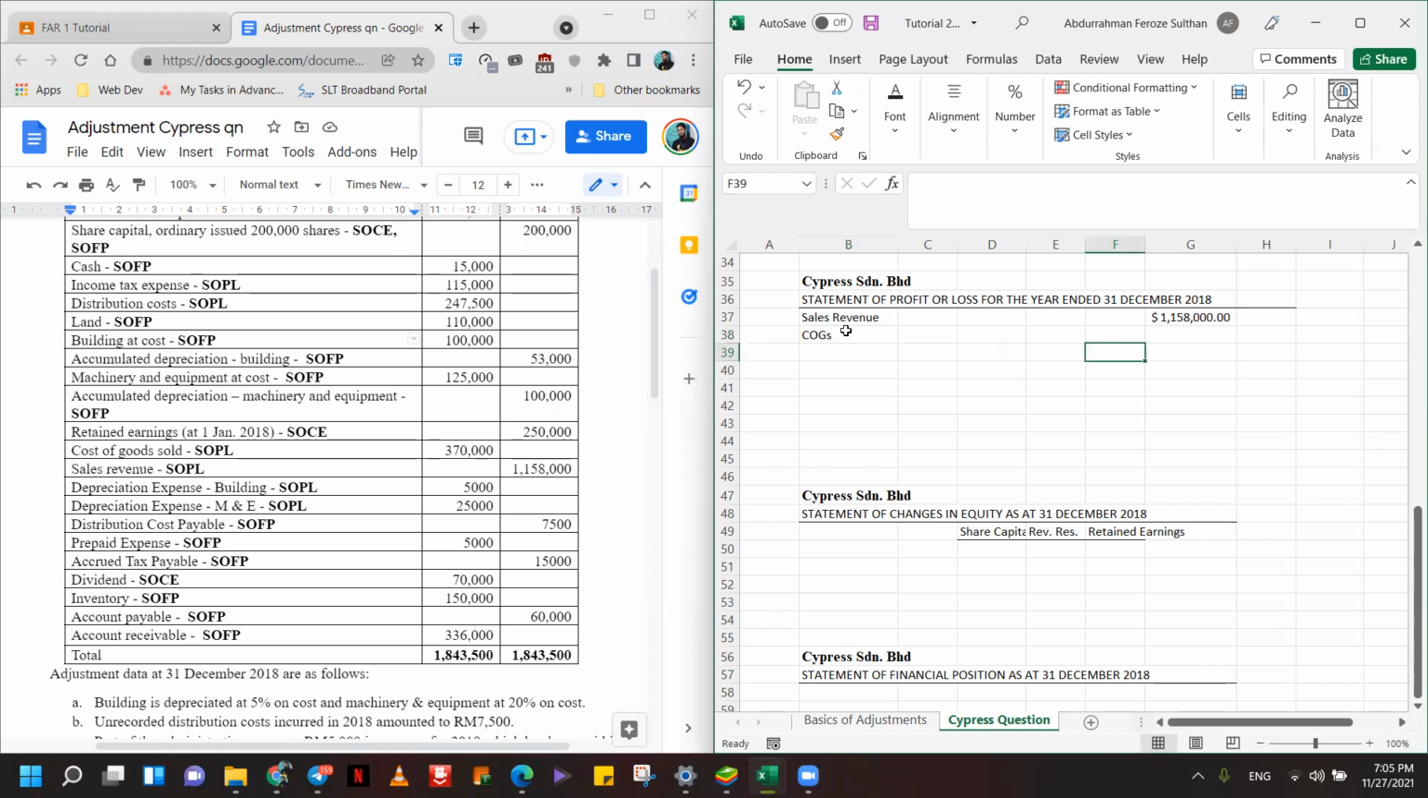And now we have the expenses. So let's put admin expense.